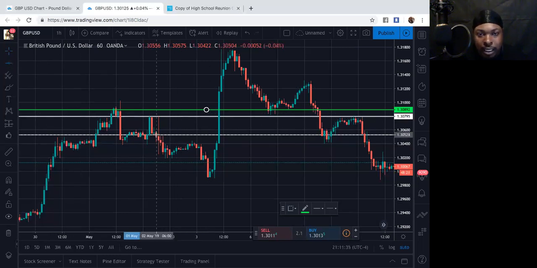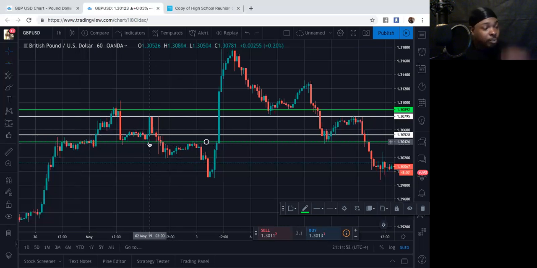So this line is at 30528. 30428 would be 10 pips. Let me see, where's that about right there? Boom. All right. So basically what we're saying is that at this point, I'm going to enter a buy stop and a sell stop on this chart.